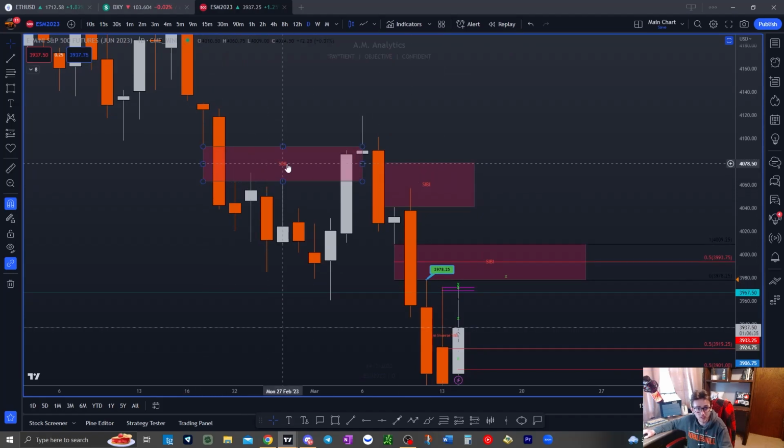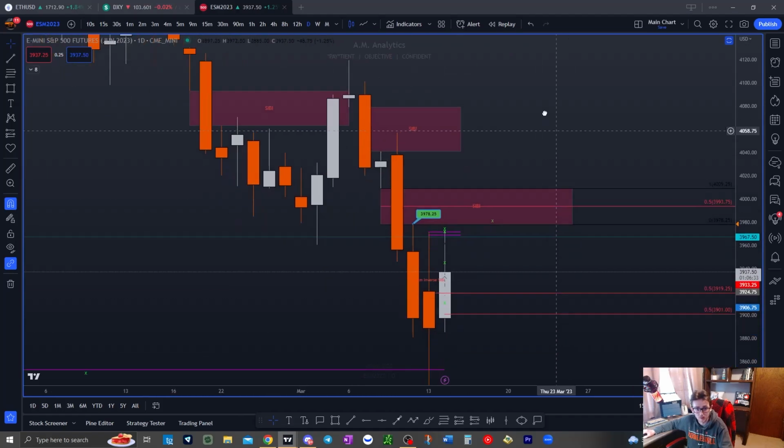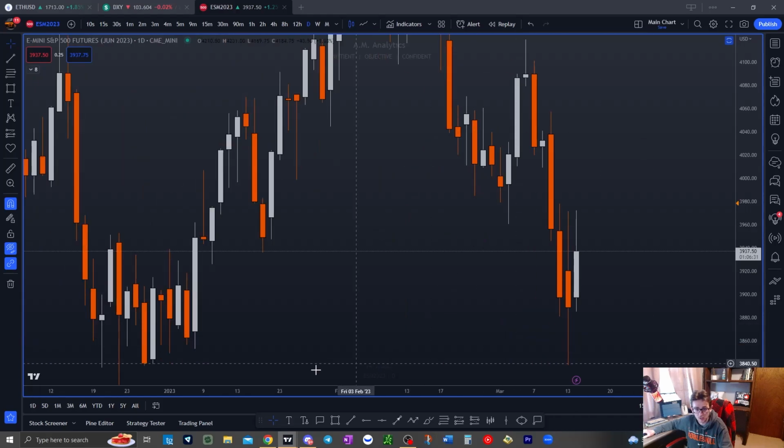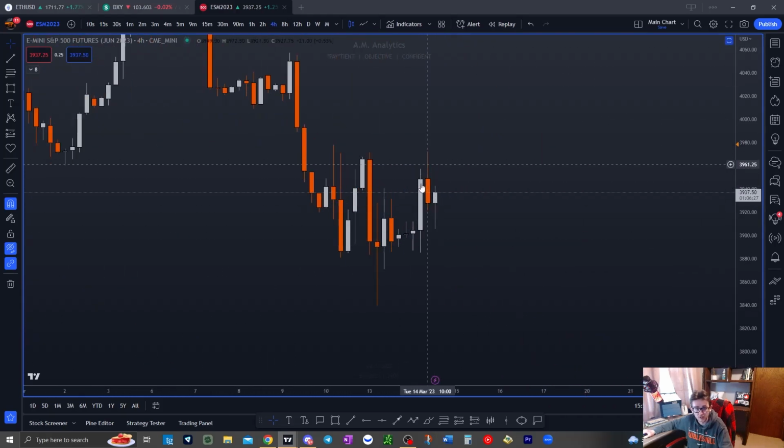Right here, came up into it with this wick. Came up here and did it with this wick. And now we took external liquidity from this low and we started to show rejection. Go down to these lower time frames. You can kind of see that we are getting some bullish rejection. So I do want to see price possibly reach up into there either this week or next week.